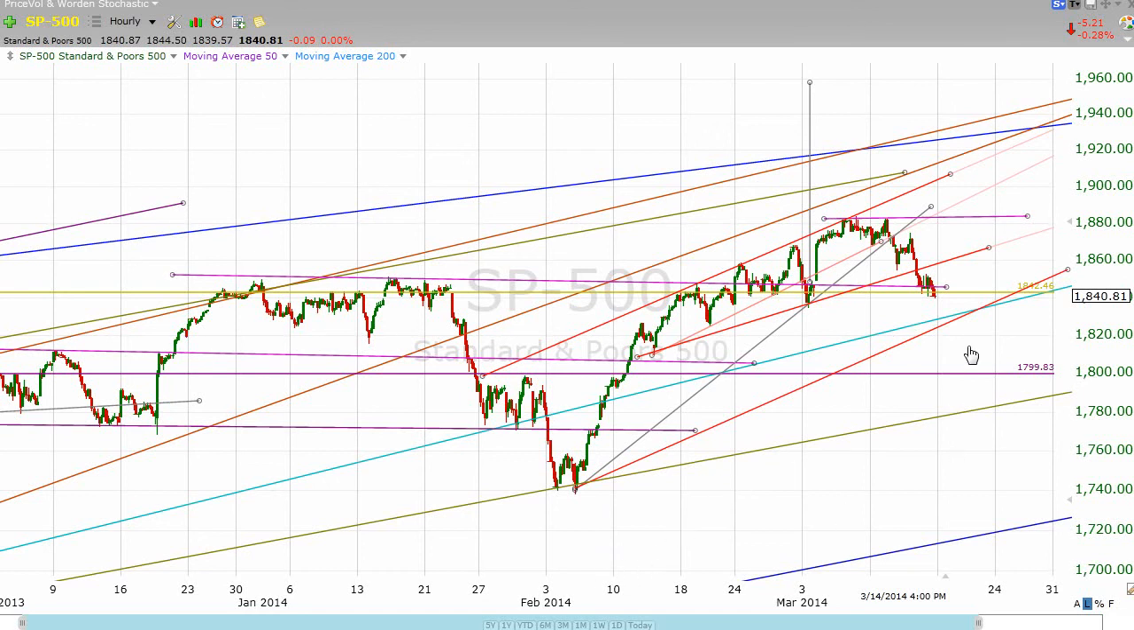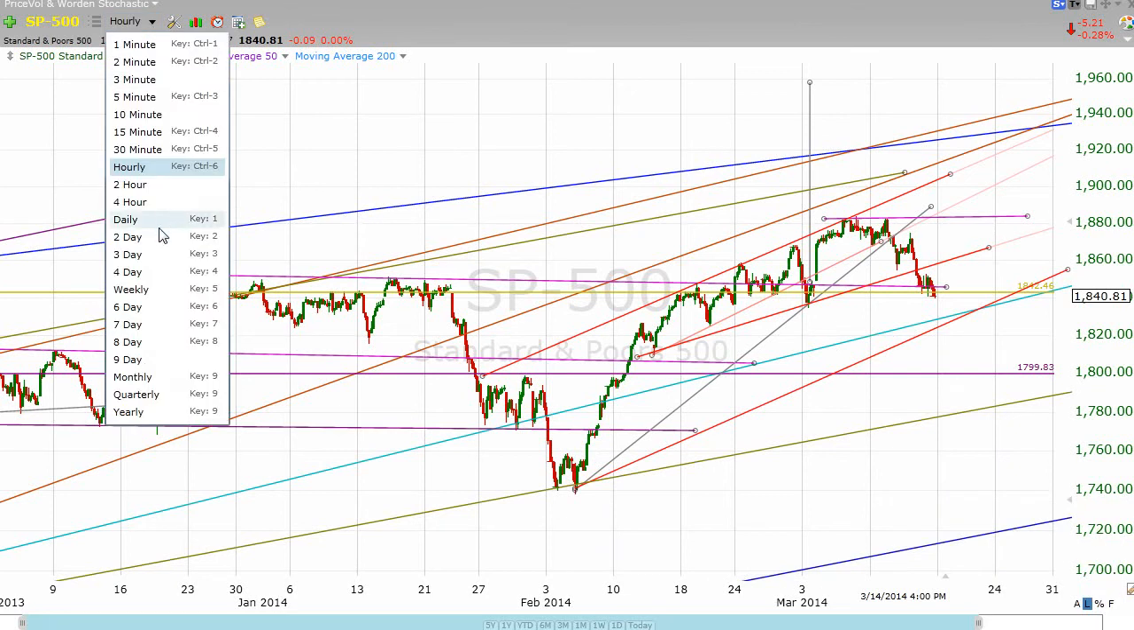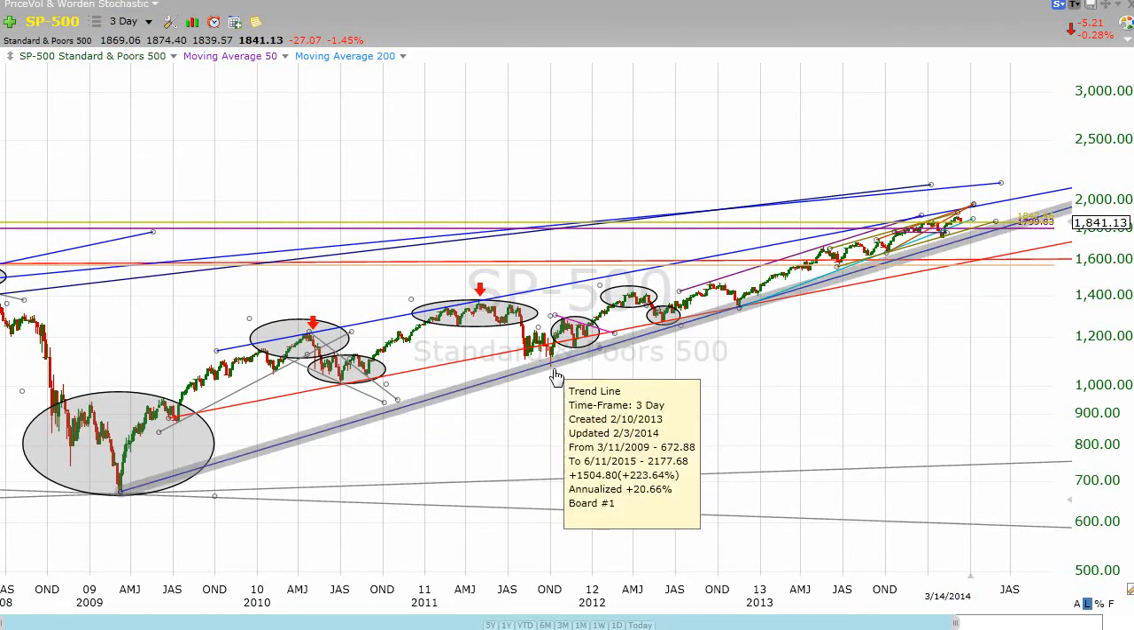So where do you really start to get concerned and say, well, the party's over? I don't think you start that until you get down underneath this blue line right here. And here's why I say that. We go to a 3-day chart. This blue line has been a defining line on our major bottom on March 9th, 2009. Again, I believe it was October 3rd of 2011.